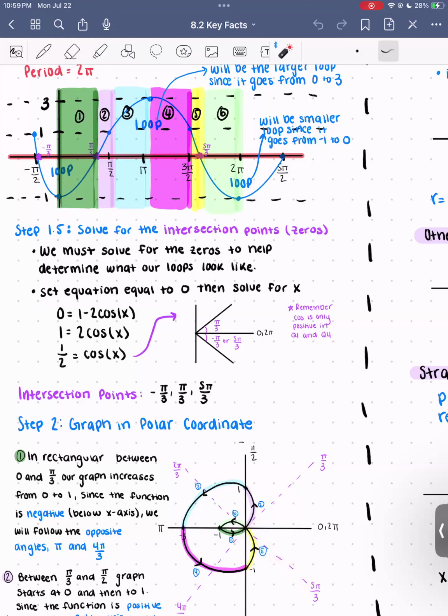And then our final and last step, we're going from 5 pi over 3 to 2 pi, but we are in negative distance again. So we're going to have to go opposite. The opposite of 5 pi over 3, so here's 5 pi over 3, the opposite is 2 pi over 3. And then the opposite of 2 pi is pi. So we're going to go from 2 pi over 3 to pi. So we have our 2 pi over 3 here at our 0, and then at pi back to 1. And then we've completed our graph.